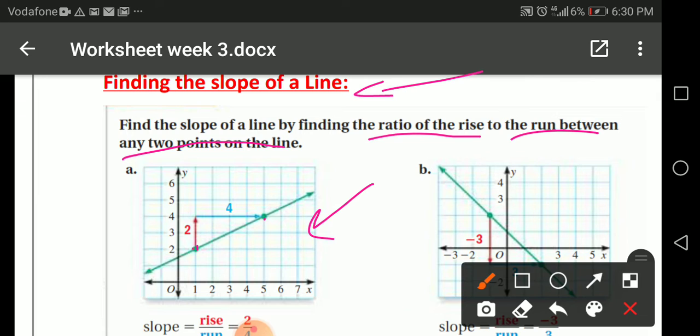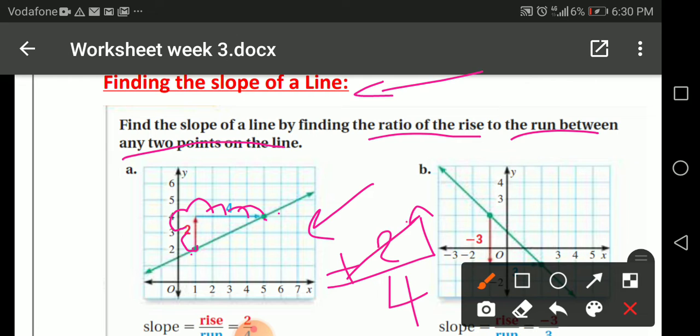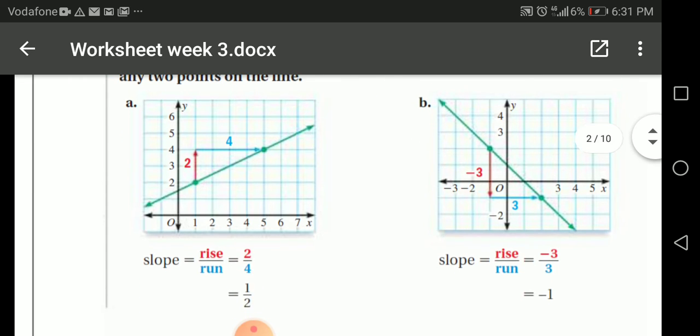Here I have this first point and this second point. What happens to the first point to reach the second point? I will go up how many points? 1, 2. So the rise is positive 2, goes up. And for the run, how many points? 1, 2, 3, and 4. So 2 over 4. Simplify by dividing, and we get half. So the slope here is half.